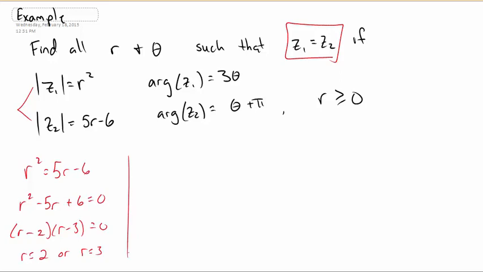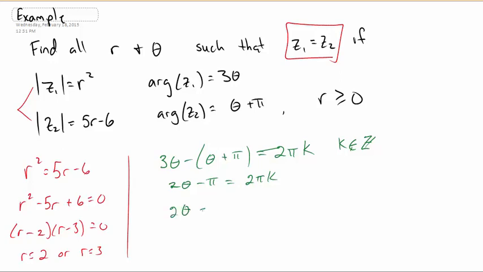Cool. What about the angle? Well, we know that the argument of one complex number has to be equal to the argument of another complex number plus a multiple of 2 pi k, or a multiple of 2 pi. So we could rearrange that statement and say that the difference between the two arguments has to be some multiple of 2 pi. So 3 theta minus theta plus pi, that's the difference of the two arguments, that has to equal some multiple of 2 pi, where k is an integer. So what we have is 2 theta minus pi equals 2 pi k. So 2 theta equals pi plus 2 pi k. And theta would be pi over 2 plus pi k.